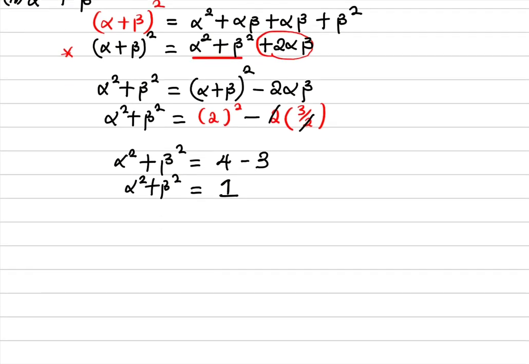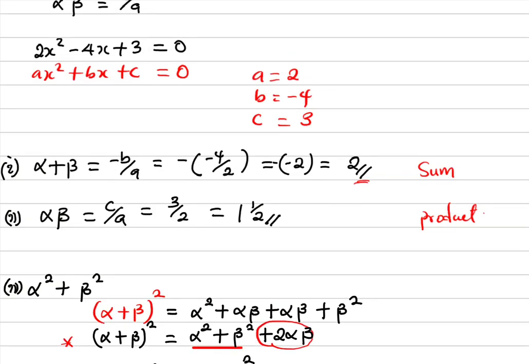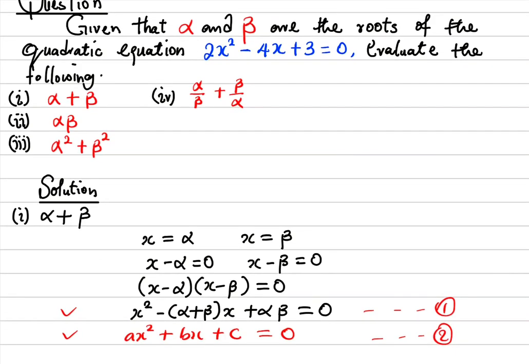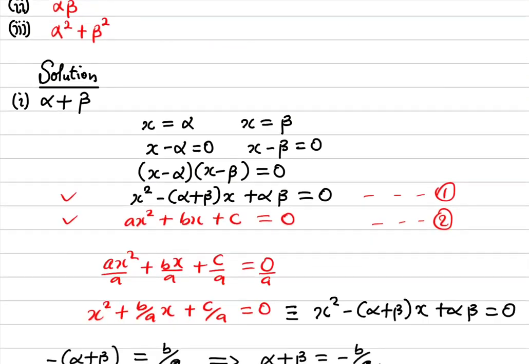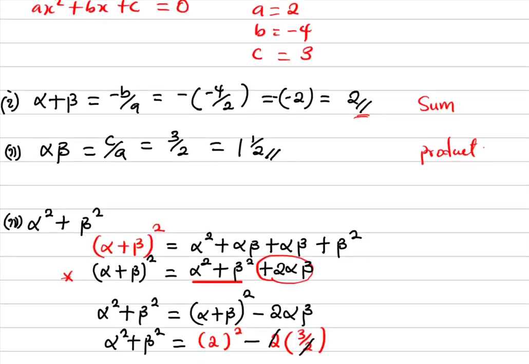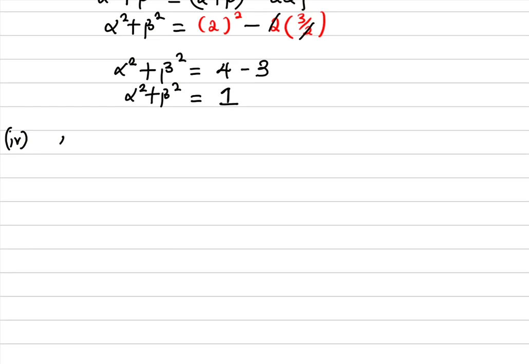Very simple. Then let's rush to the fourth question. The fourth question says we should analyze alpha over beta plus beta over alpha. So coming down here, I have alpha over beta, then plus beta over alpha. All you need to do here, just find the LCM. The LCM is alpha beta. Now when you work it out, this is alpha squared plus beta squared.